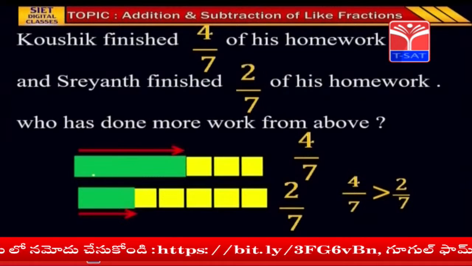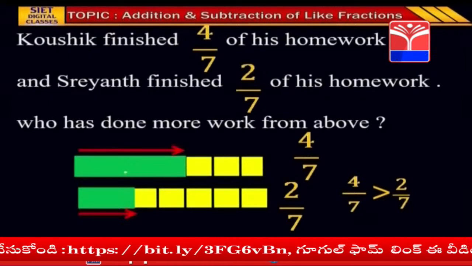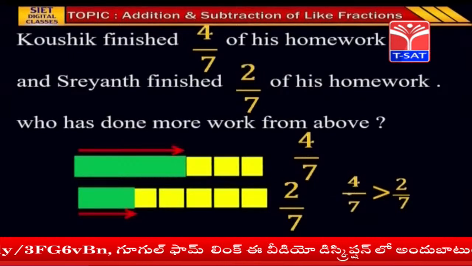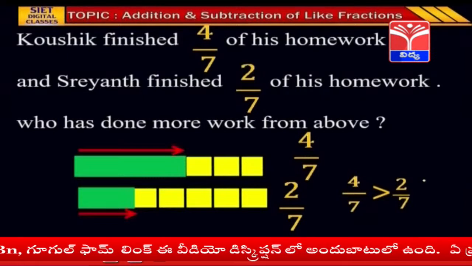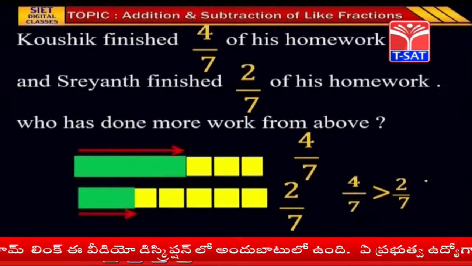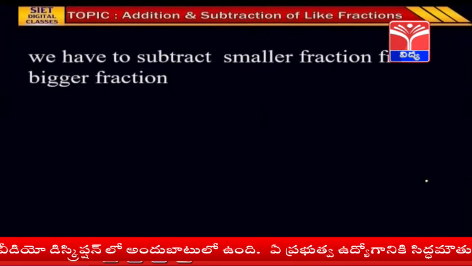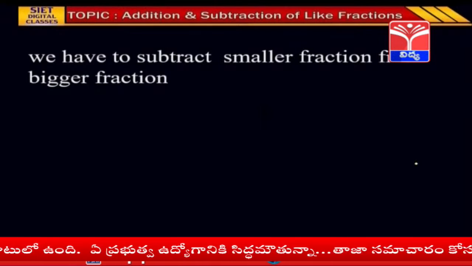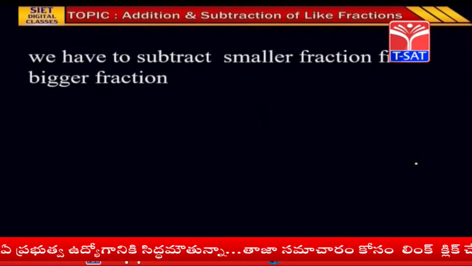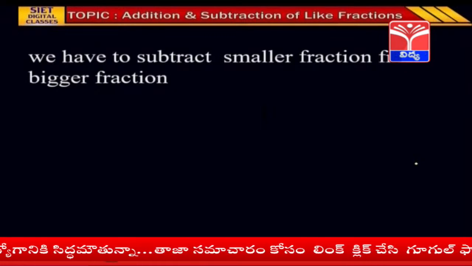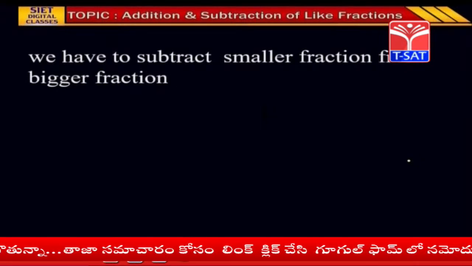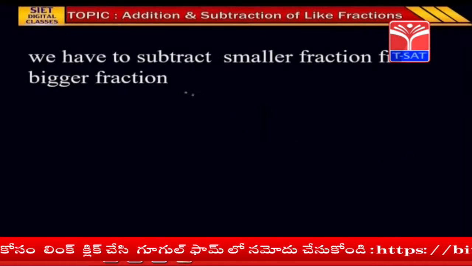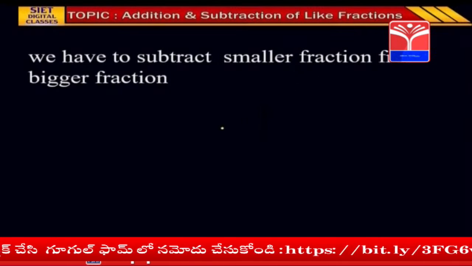Exactly, by visual also we are saying that 4/7 is a larger part and 2/7 a smaller part. So 4/7 is greater than 2/7. Obviously, when we are doing subtraction, we will subtract the smaller fraction from the bigger fraction. In the numerical also we do the same type of method. When we subtract two numbers, we subtract the smaller number from the bigger number. So here also we have to subtract the smaller fraction from the bigger fraction.